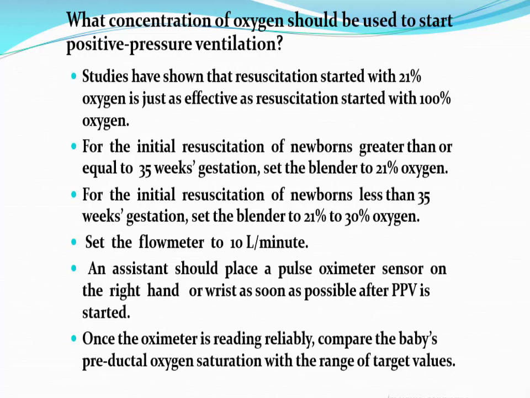For initial resuscitation of newborns less than 35 weeks gestation, you set the blender between 21 to 30%, and set the flow meter to 10 liters per minute. The assistant should place the pulse oximeter sensor on the right hand or wrist as soon as possible after PPV is started. Once the oximeter is reading reliably, compare the baby's preductal oxygen saturation with the range of target values on the table we mentioned already.